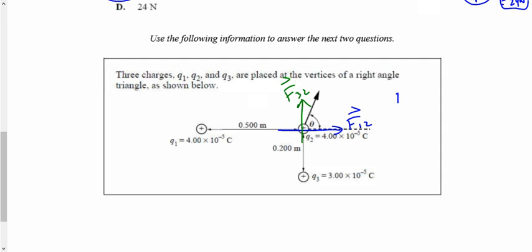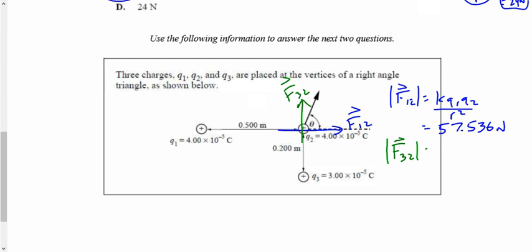We're going to say F12 is equal to k q1 q2 over r squared. We've got the values there. We sub those in, and we're going to find the value of F12 to be 57.536 newtons. We'll do something similar for F32. It's going to be k q3 q2 over r squared. We sub the numbers in for 3 and 2. We're going to get a value for that force of 269.7 newtons.